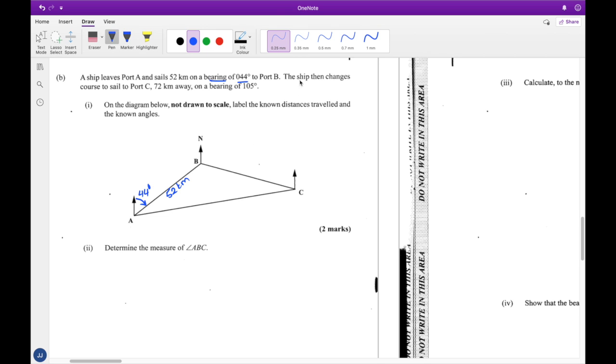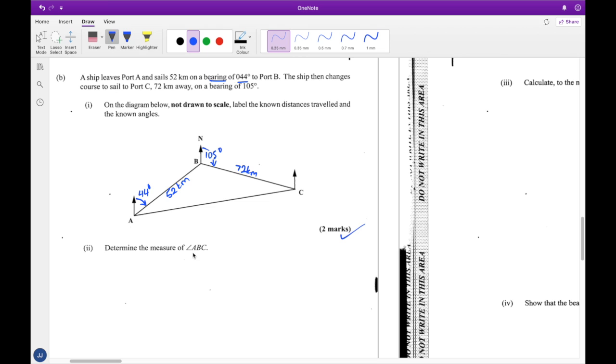Nice. The ship then changes course to sail to port C. So from port B, it changes course and goes to port C, which is 72 kilometers away, on a bearing of 105 degrees. Remember, bearings are always measured from the north, so it's this angle here from the north line. On the diagram below, not drawn to scale, label the known distances traveled and the known angles. Well, we already did that, so that's 2 marks for us.